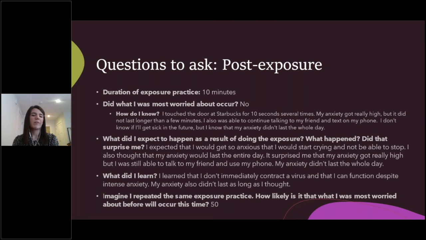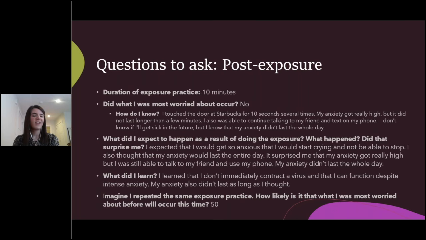And what did I expect to happen as a result of doing the exposures? What happened? Did that surprise me? I expected that I would get so anxious that I would start crying and not be able to stop. I also thought that my anxiety would last the entire day. It surprised me that my anxiety got really high, but I was still able to talk to my friend and use my phone. My anxiety didn't last the whole day.